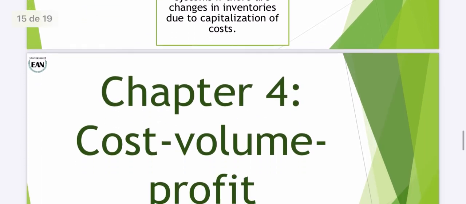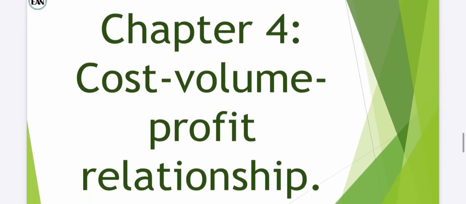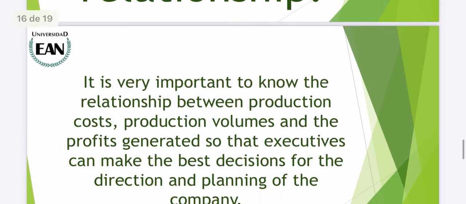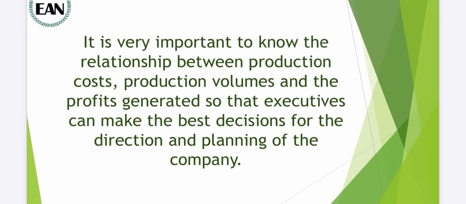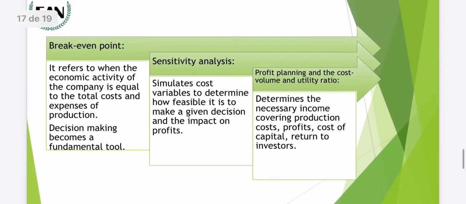Chapter 4. Cost-volume-profit relationship. It is very important to note the relationship between production costs, production volumes, and the profits generated so that executives can make the best decisions for the direction and planning of the company. Break-even point: it refers to when the economic activity of the company is equal to the total cost and expense of production. Decision making becomes a fundamental tool.